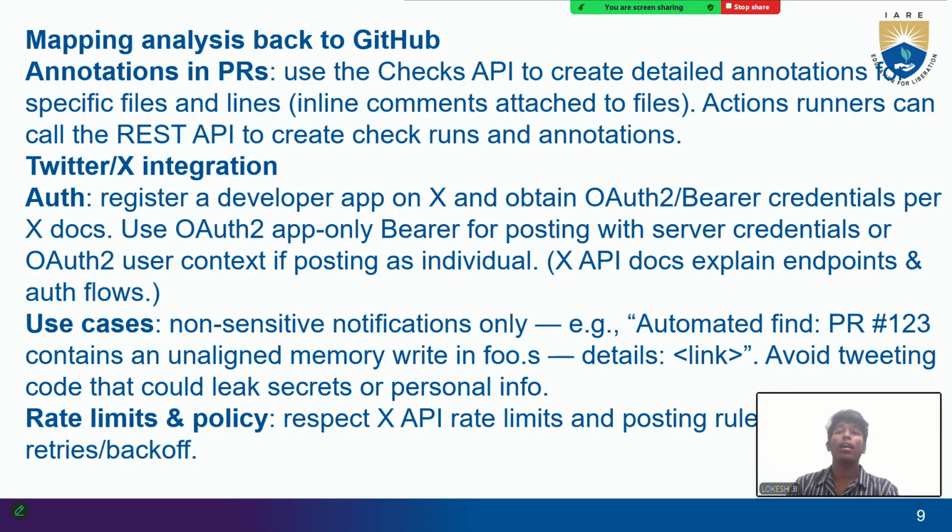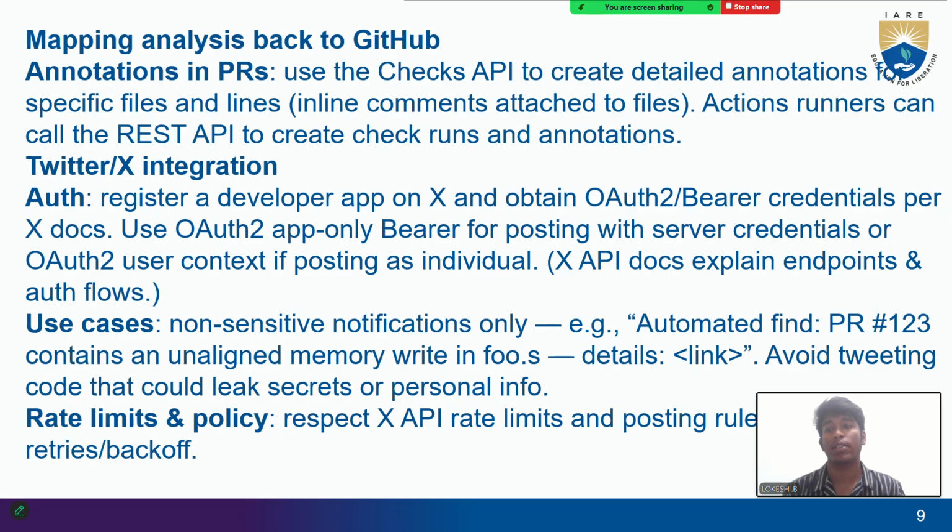Mapping analysis back to GitHub: annotations in PRs use the Checks API to create detailed annotations for specific files and lines, as inline comments attached to files. Action runners can call the REST API to create check runs and annotations.